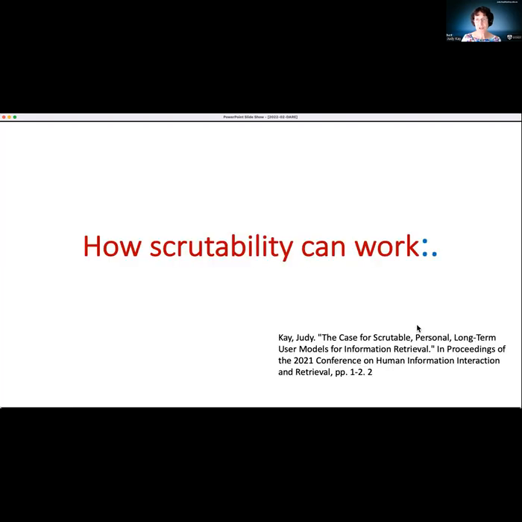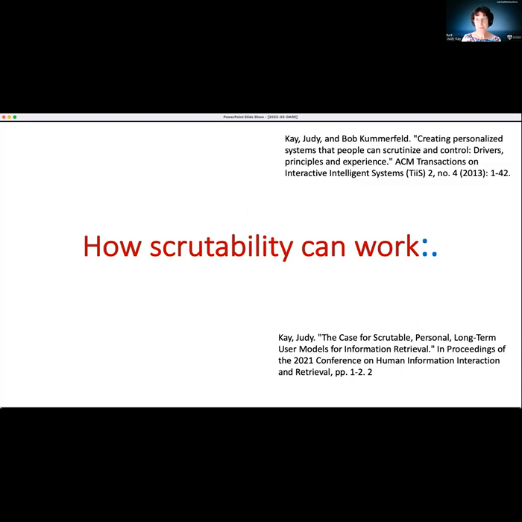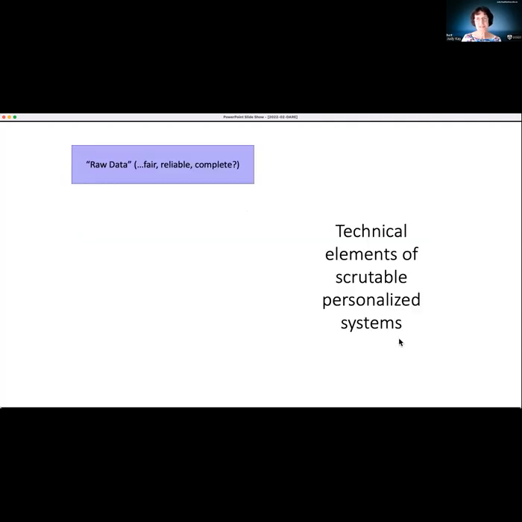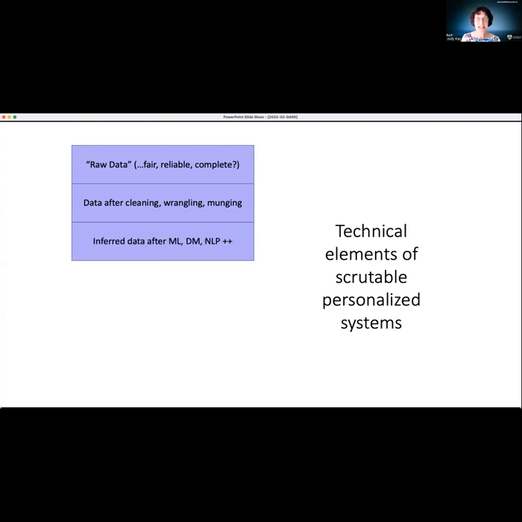Okay, so how can it work? There are a couple of keynotes I've given, and the top paper, happy to share the slides, is a paper where we summarized a whole lot of research. So what is there? There's raw data. Some of the questions are about that. Very important. Then there's the cleaning, wrangling, munging. As you know, that's a large part of what we do in managing data. And do we keep track of anything to explain to people how you got from the raw to whatever came next? And then we build inferred data in all sorts of methods.